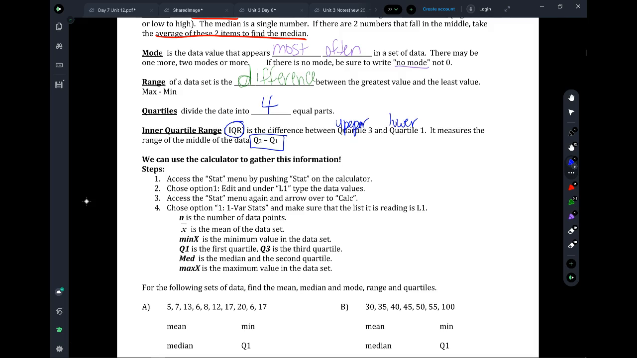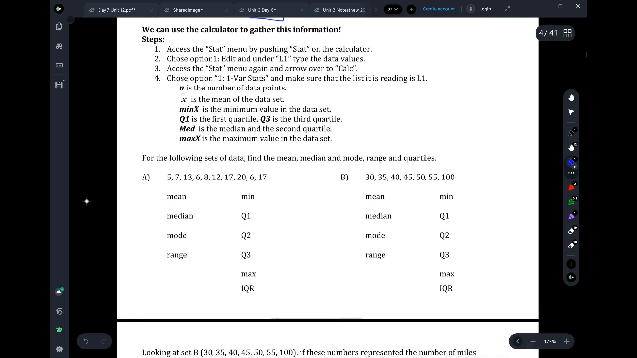Try and stick with me. If you need to rewind the video, you can absolutely rewind the video so you can see what calculator buttons I'm pressing. But we're going to have our calculator do the hard work for us that you used to have to do by hand in the middle school.